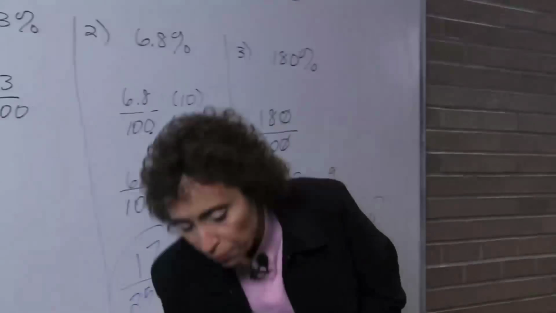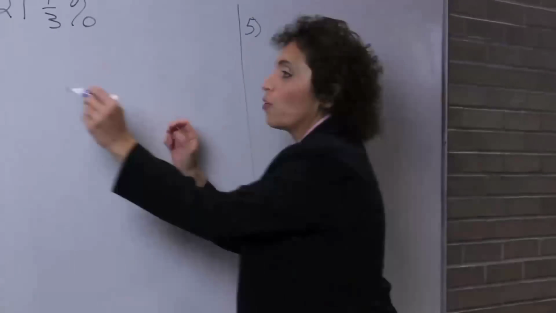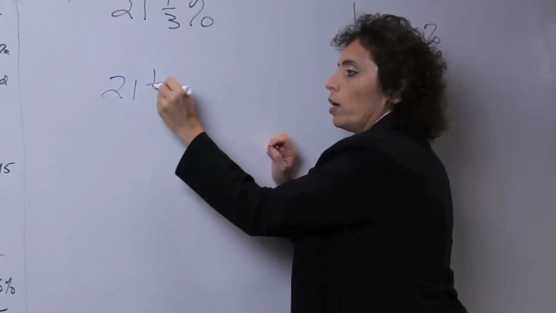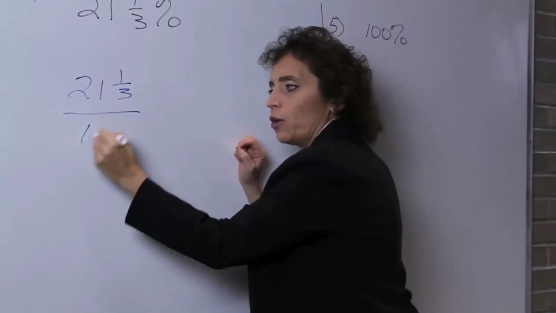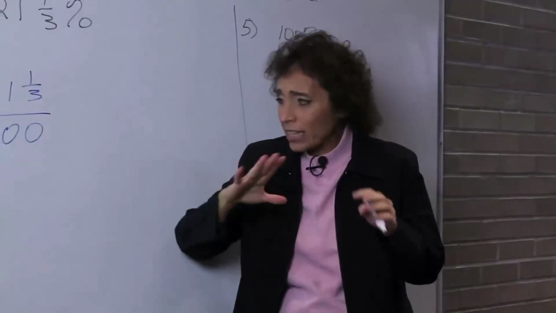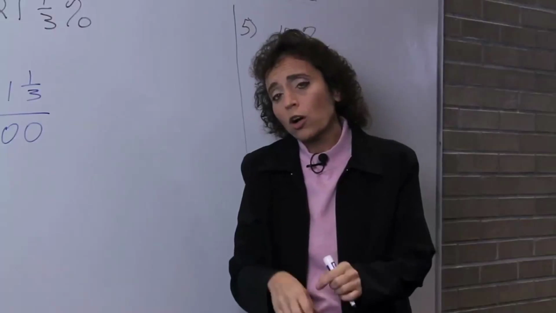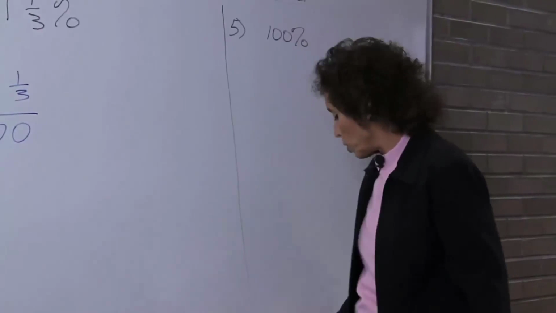So let's take a look at number 4. All right, take a look at this one. This one is way too much fun. All right, we have 21 1/3%, so it means out of 100. Now, be very careful here. A lot of people like to change that to a decimal. We're not going to do that because it says we want our answer as a fraction or a mixed number. So take a look at what we're going to do.